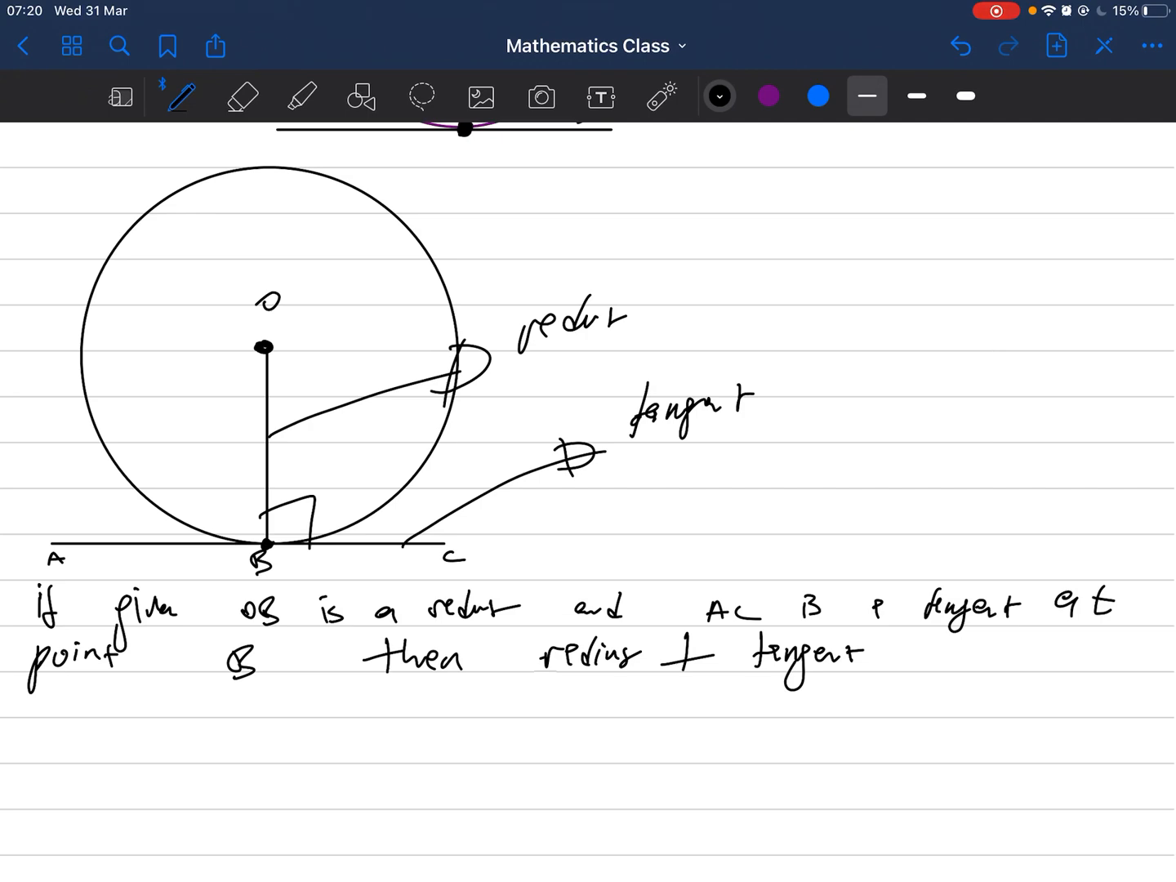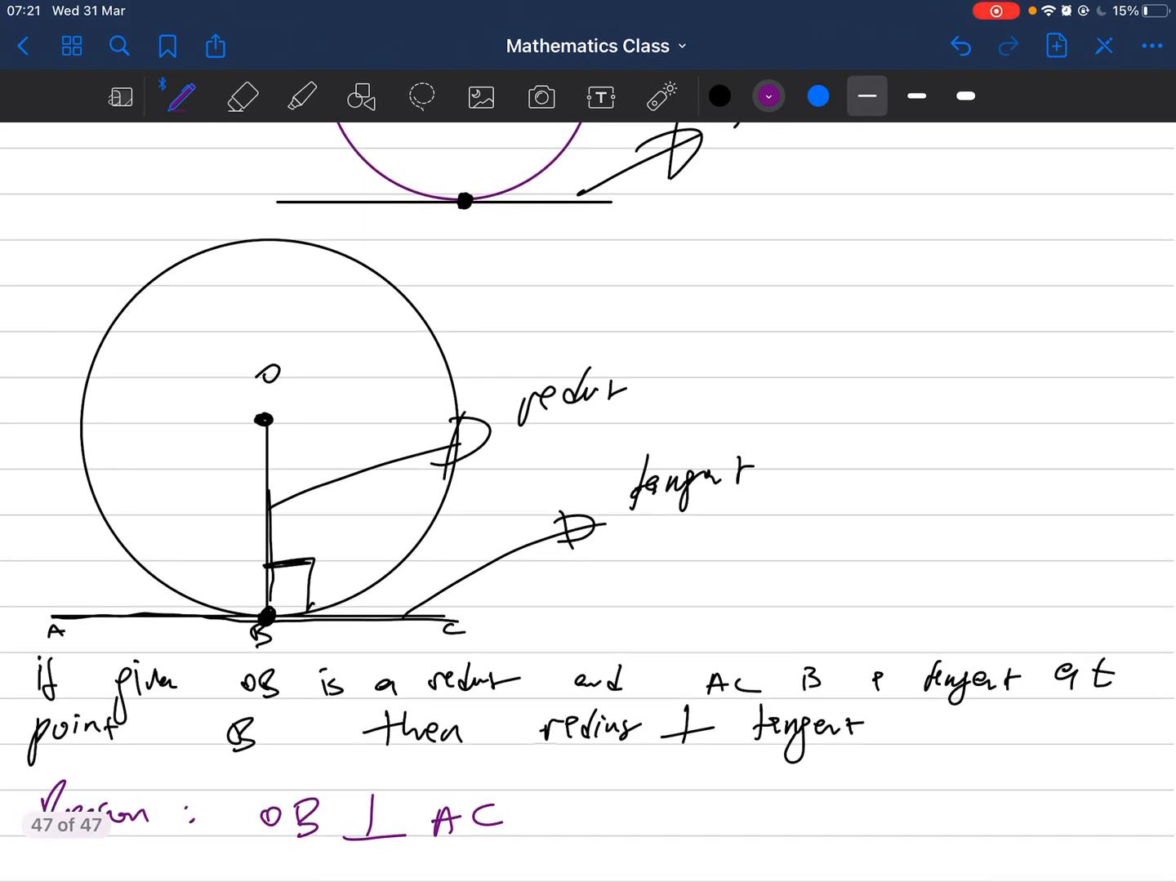So you have a radius and a tangent, and the meeting point is point B, then your radius is perpendicular to your tangent. And your reason is simple: your radius, which is OB, is perpendicular to the tangent, which is AC. That's your reason. So basically it's one theorem.